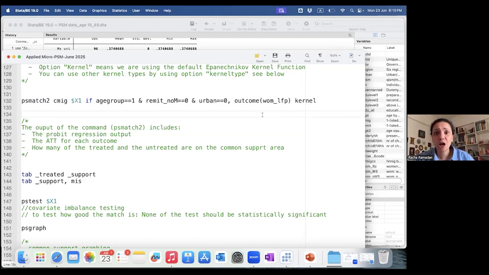The probit regression output, as the one we saw in the example of the paper of the Bolsa Familia, and the average treatment for treated for each outcome. We can specify different outcomes, but here I want to focus on labor force participation. So we have the average treatment that we wanted to calculate, and we have also the value of how many observations are treated and untreated. In other words, the common support area.